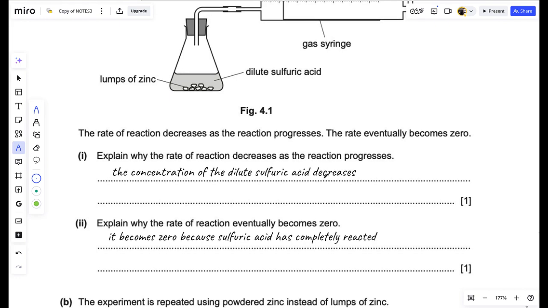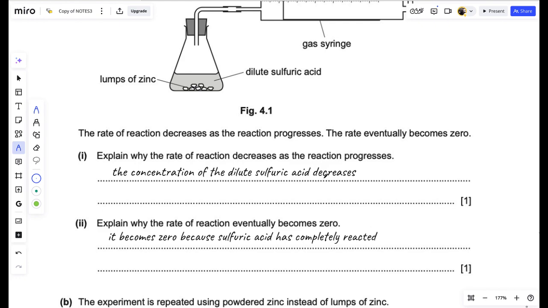Now let's say the rate of reaction decreases as the reaction progresses. Of course, the rate eventually becomes zero. Why? Because the zinc lumps have all reacted, or all the acid is completely used up. So the concentration of the acid has decreased. It could be that the concentration of the acid decreased or the lumps of zinc are used up completely.